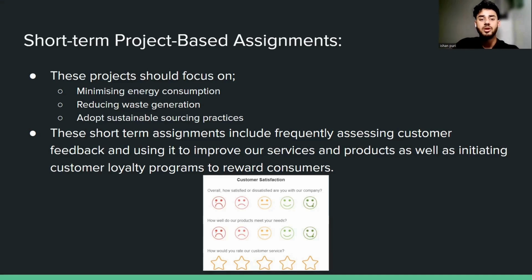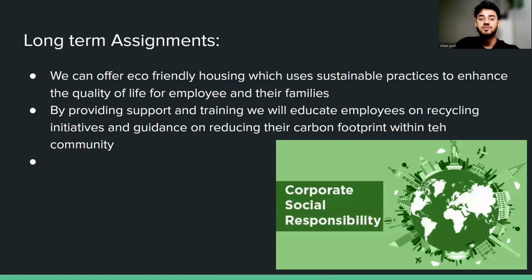In addition, we do recommend setting specific environmental performance metrics for these projects. These metrics should align with CSR values, encouraging project managers and teams to minimize resource usage, waste generation, and ethical considerations in their work. Next, we have long-term assignments. These often involve employee relocations, and Woolworths can incorporate CSR by offering comprehensive relocation packages that emphasize sustainability.